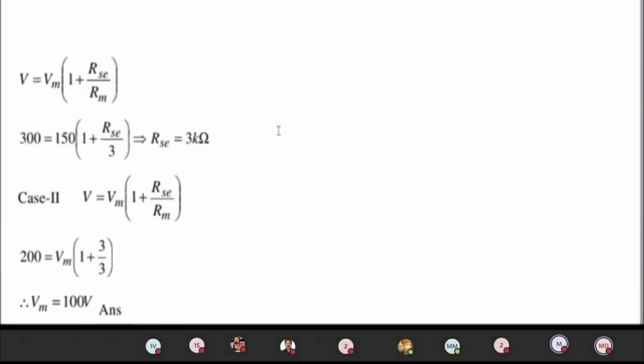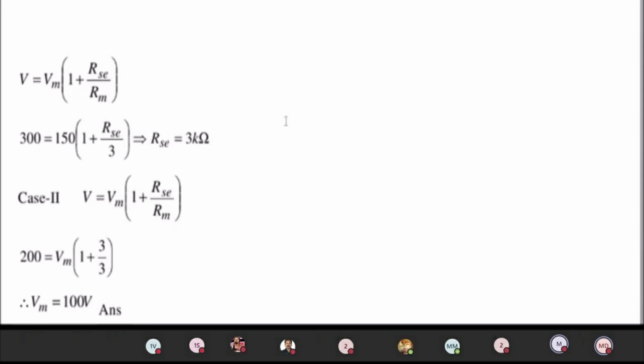Now we have the formula: V is equal to Vm into 1 plus Rse by Rm. Here the series resistance is not given, so from the formula you can find Rse as 3 kilo ohms.